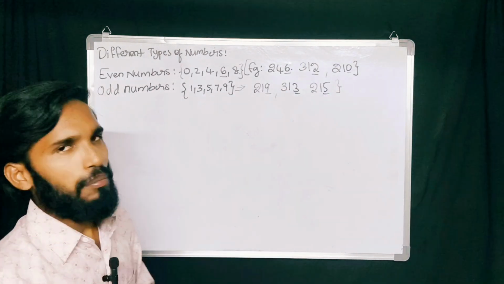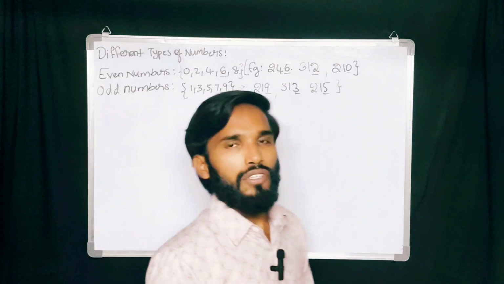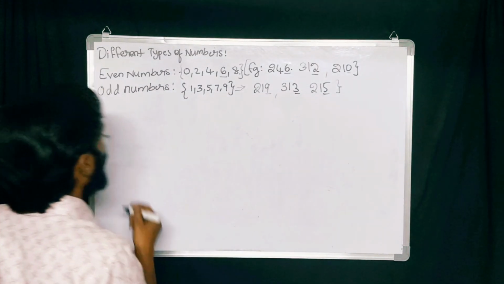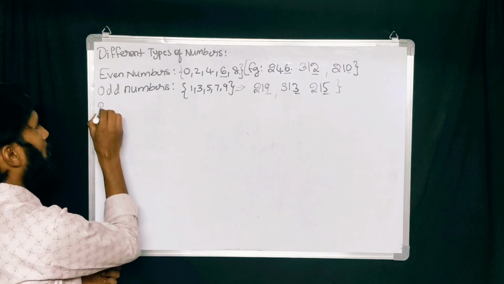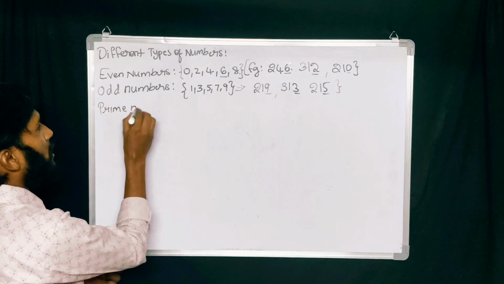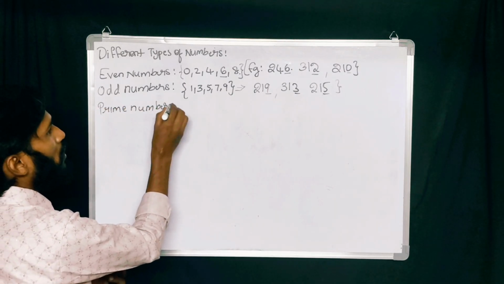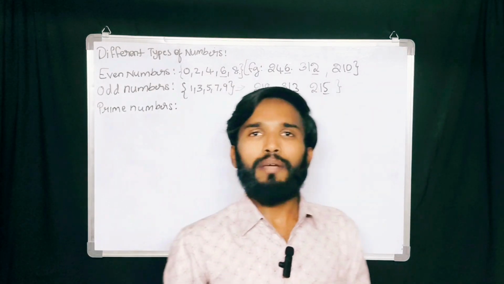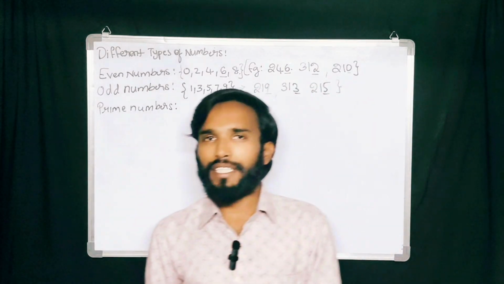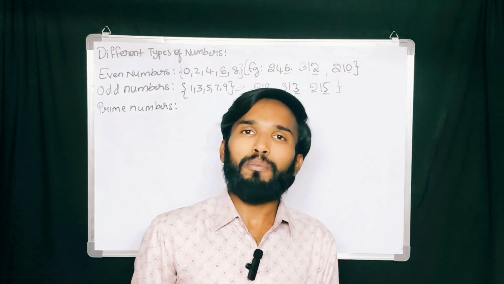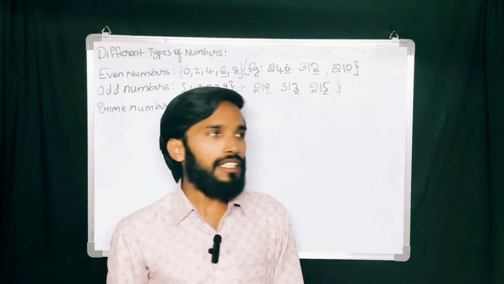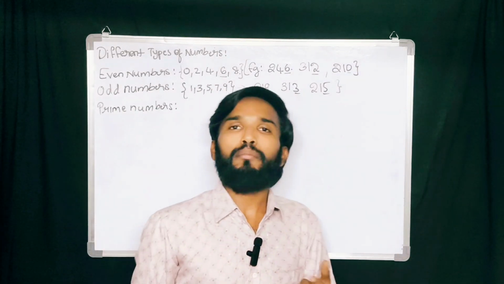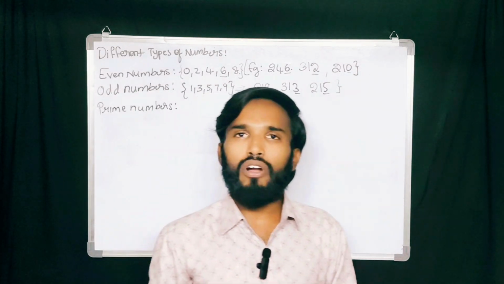So we know these are the basic numbers. We have been learning this from childhood. Now let us move a little bit more. The next type is prime numbers. So what are prime numbers? Prime numbers are nothing but numbers which have only two factors. Yesterday we learned the concept of factors and multiples. Now, prime numbers depend on the factors of a number. A number having only two factors is called a prime number.